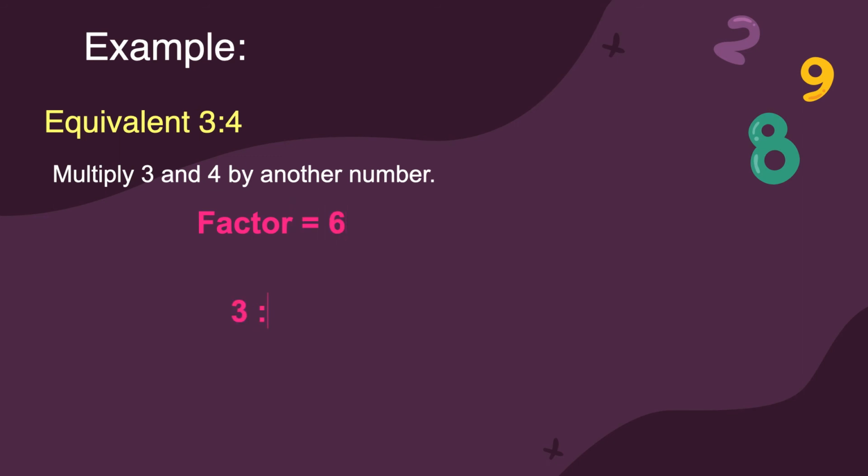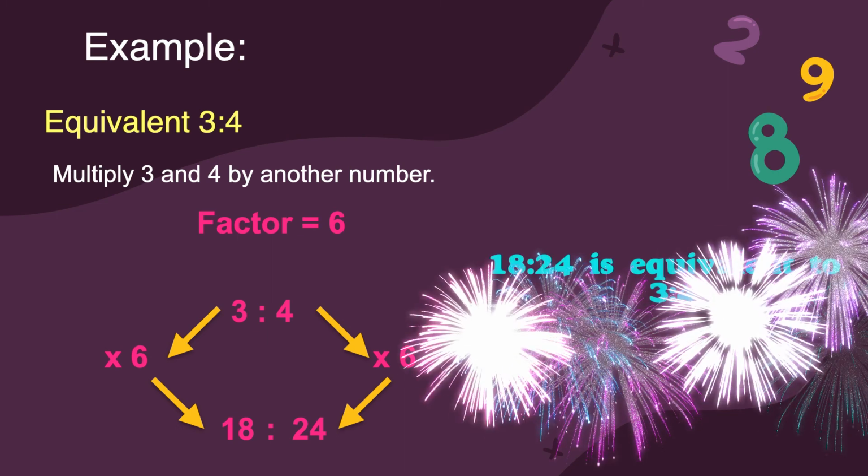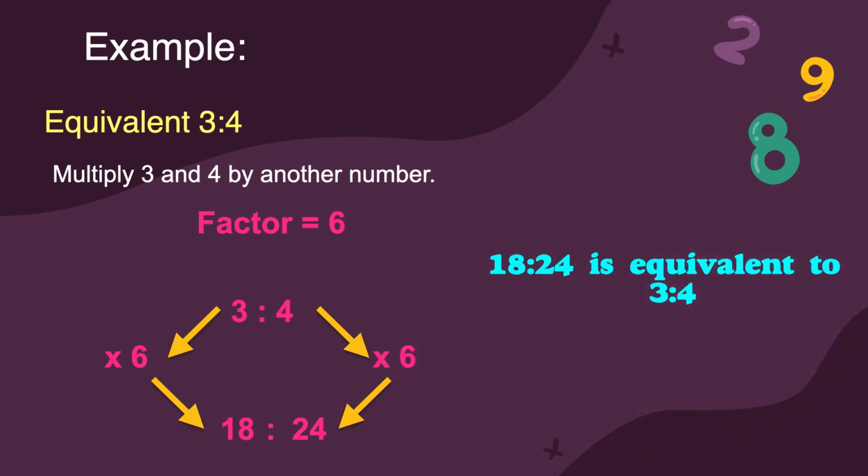If we multiply 3 to 4 by 6, we get 3 times 6, which is equal to 18, and 4 times 6, which is equal to 24. So, 18 to 24 is equivalent to 3 to 4.